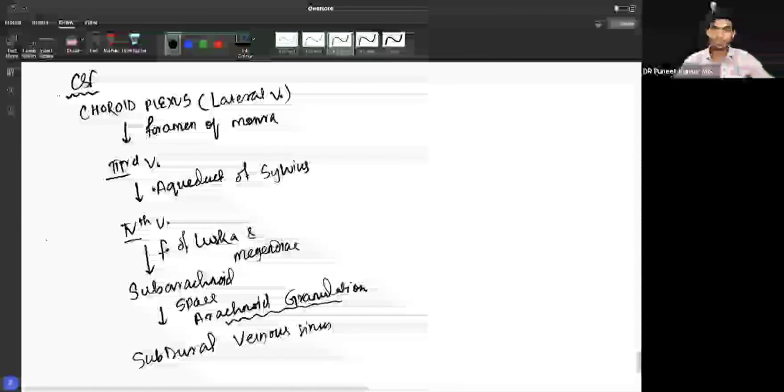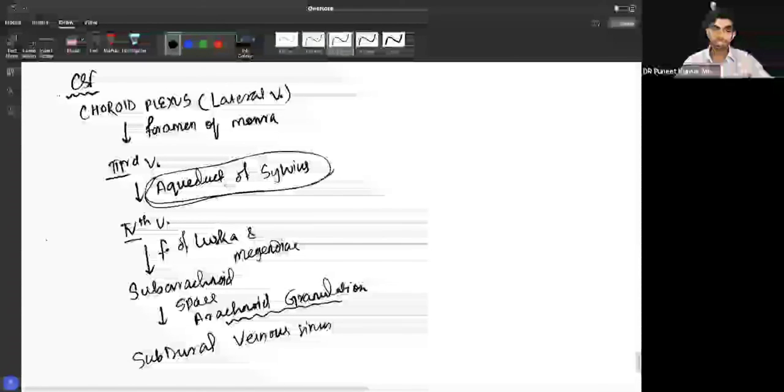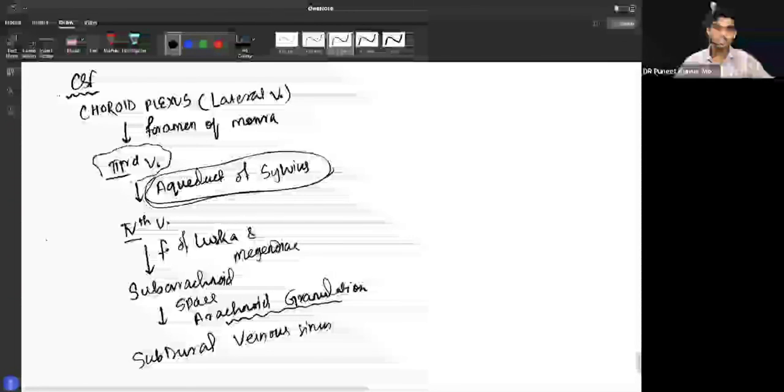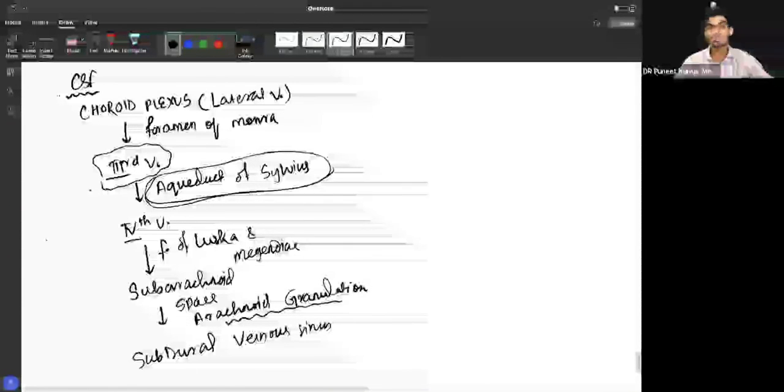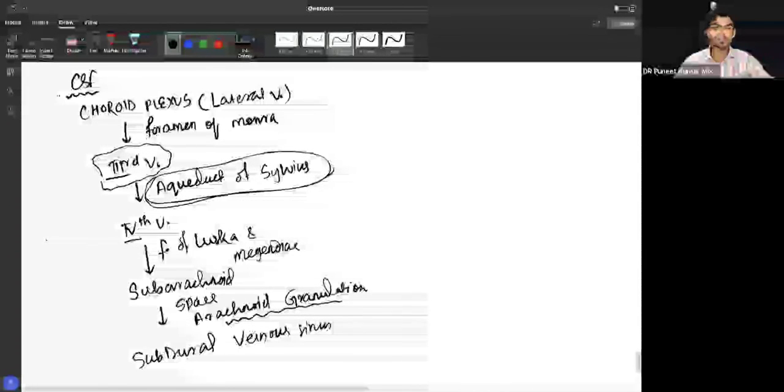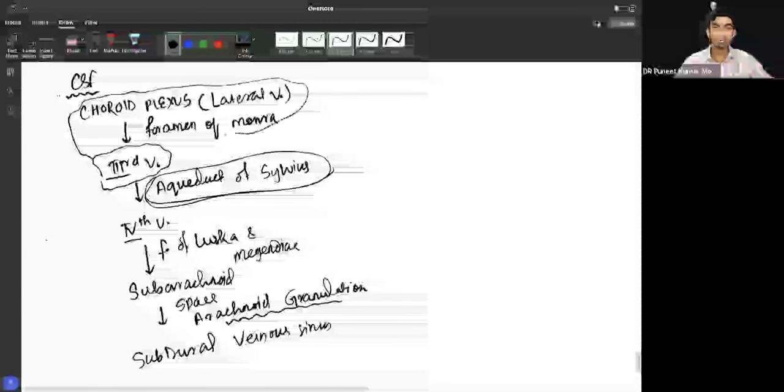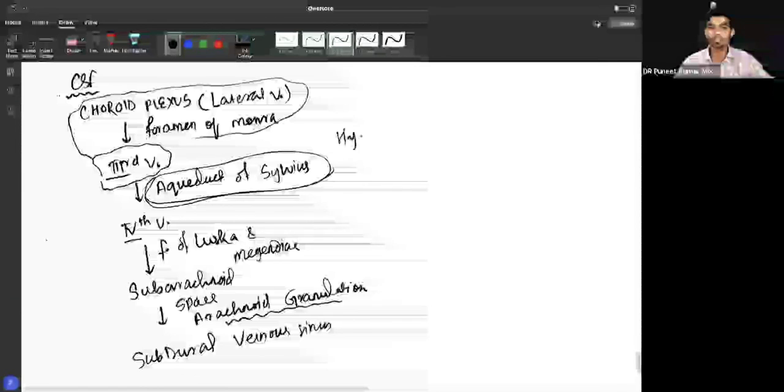Okay. If there is aqueduct stenosis or blockage of the aqueduct, then there will be swelling of the third ventricle. Okay. And there will be swelling of the lateral ventricle also. Okay. Forming hydrocephalus.